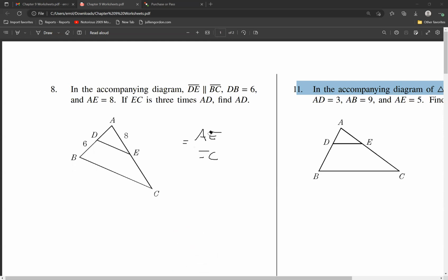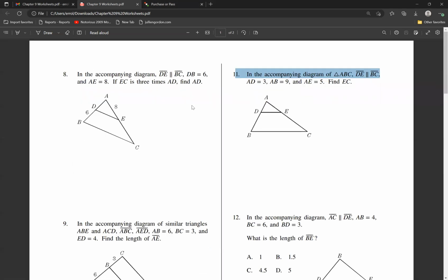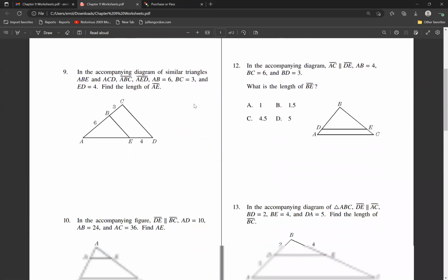Do we skip to 11, or is there number 9? Oh yeah, number 9's underneath. In the accompanying diagram of similar triangles, ABC and AED, AB equals 6, BC equals 3, and ED equals 4. Find the length of AE.